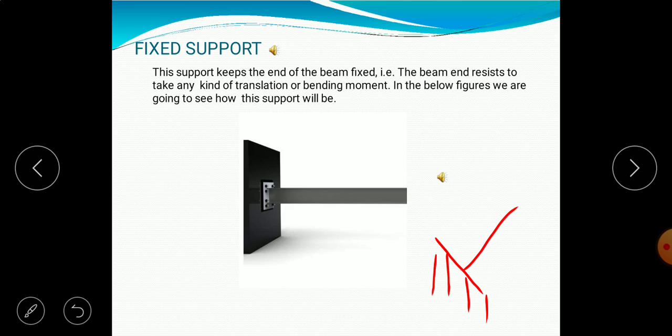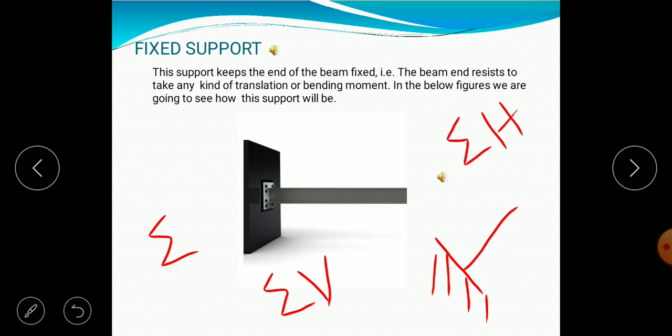Before going to discuss this, we must know the three reactions or equilibrium equations that will act at any support. They are the algebraic sum of forces acting in the horizontal direction, that is sigma H. Next, the algebraic sum of forces acting in the vertical direction, that is sigma V. And all the moments about a point or about a support, that is sigma M. These are the three equilibrium equations which will act at every support.